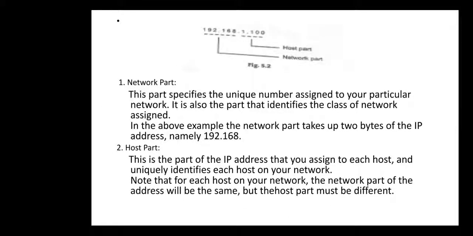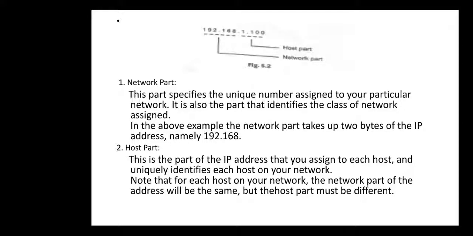What is meant by network part? This part specifies the unique number which is assigned to the particular network, which is used to identify the network. It is also the part that identifies the class of the network assigned. In the above example, the network part takes up 2 bytes of the IP address, that is 192.168. Then the host part. This is the part of the IP address that is used to identify each host, each computer or each device in that particular network, and it uniquely identifies each host on your network.